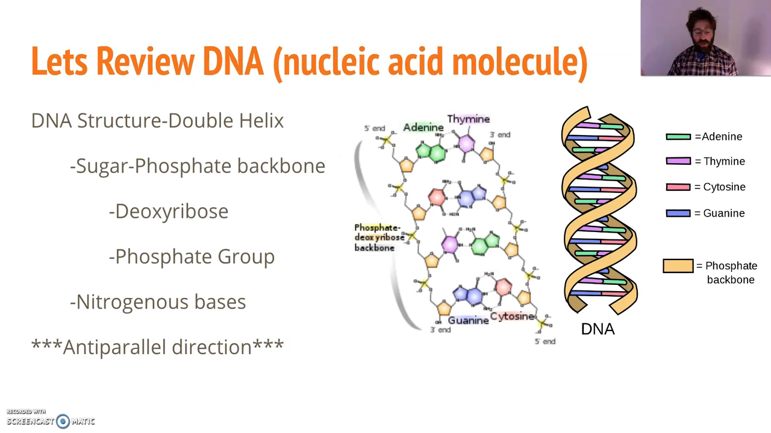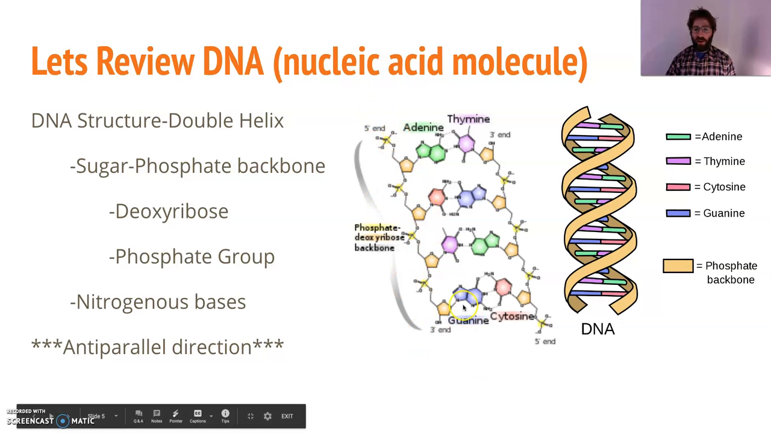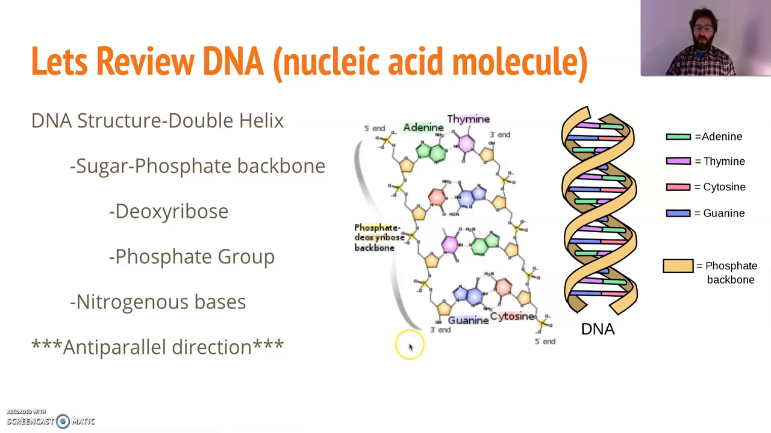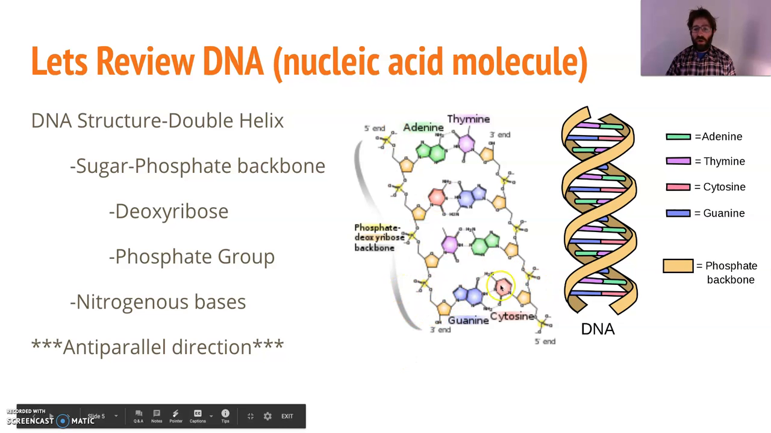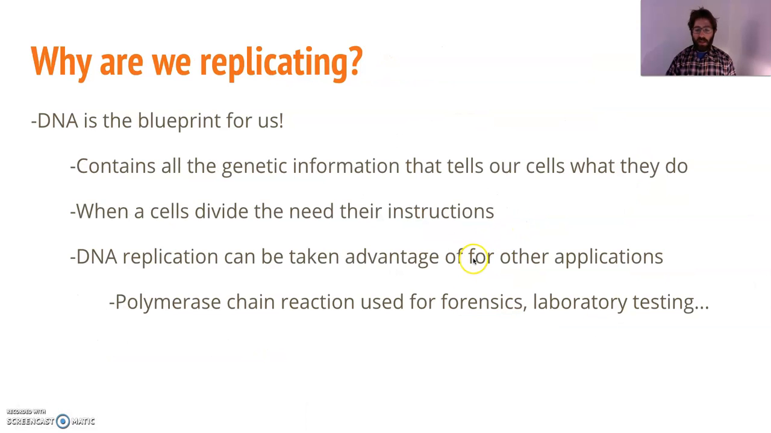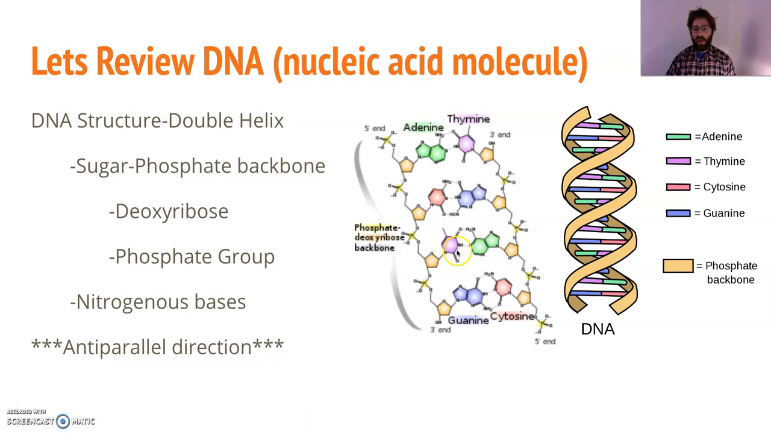So let's review quickly. DNA, it's a nucleic acid molecule, and it's made up of 3 basic parts. You've got the sugar phosphate backbone. That's 2 of the parts. One is the deoxyribose sugar and the phosphate group, and that's what makes up this sugar phosphate backbone. And that's kind of the vertical parts of the ladder, if you will, that go up and down. And then the rungs across are those nitrogenous bases that we just matched up. So the adenine, thymine, cytosine, and guanine, those are the bases.